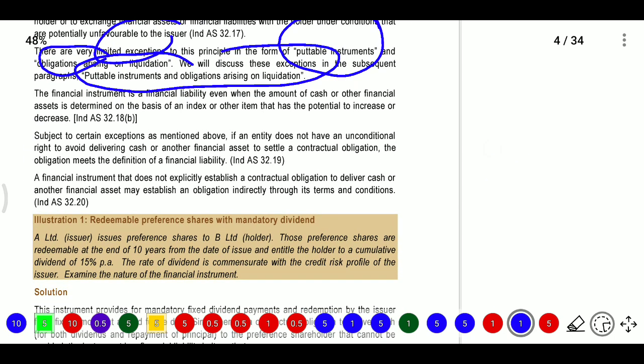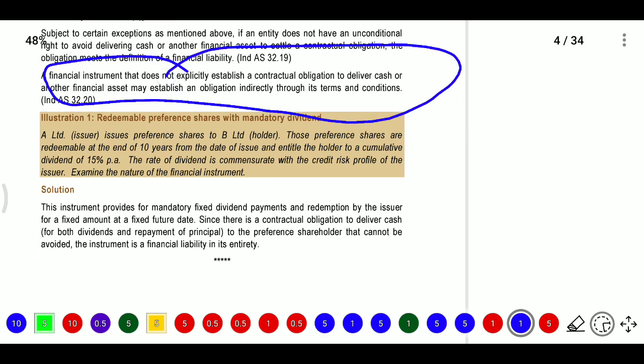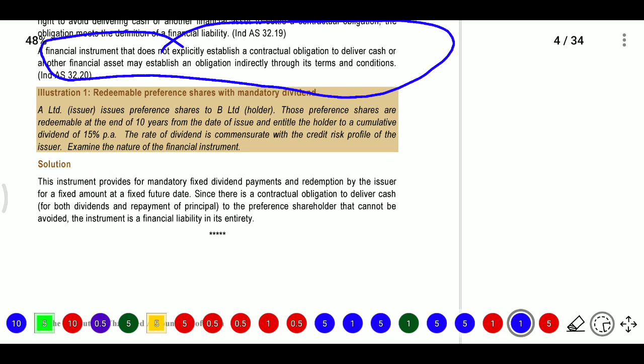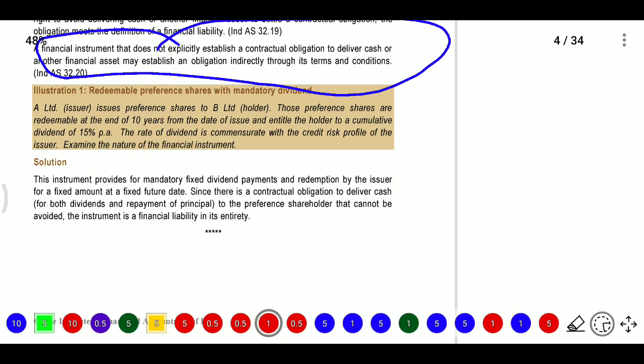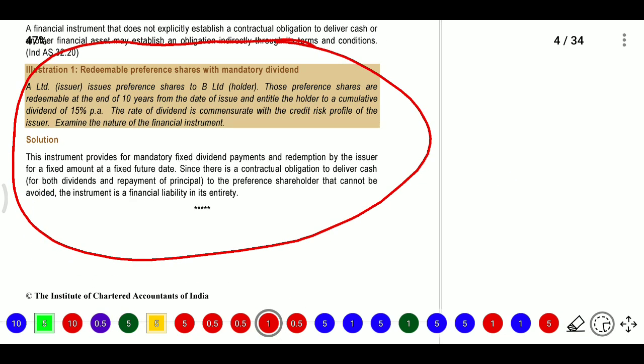So now we will see that a financial instrument that does not explicitly establish a contractual obligation to deliver cash or another financial asset may establish an obligation indirectly through its terms and conditions. Now here, redeemable preferences. So you need to see redeemable preferences with mandatory dividend. Is the dividend mandatory? So first of all, what is there here?